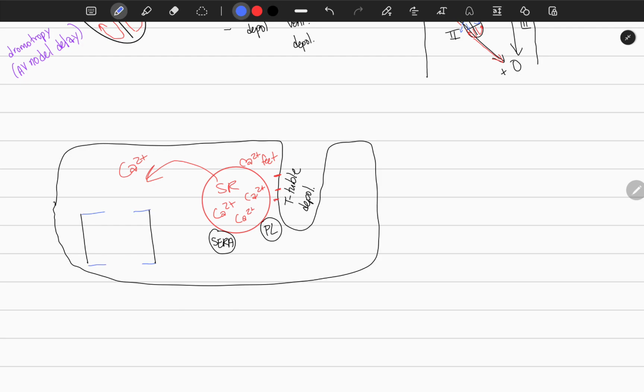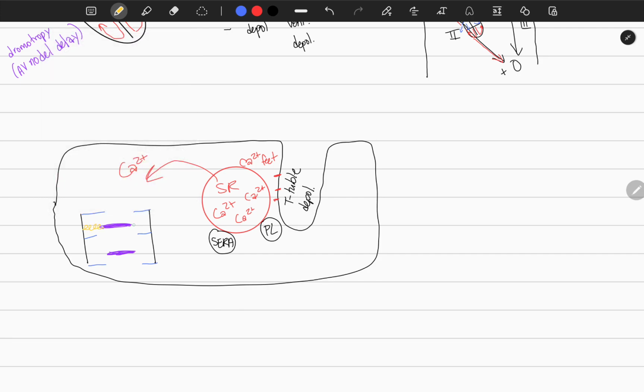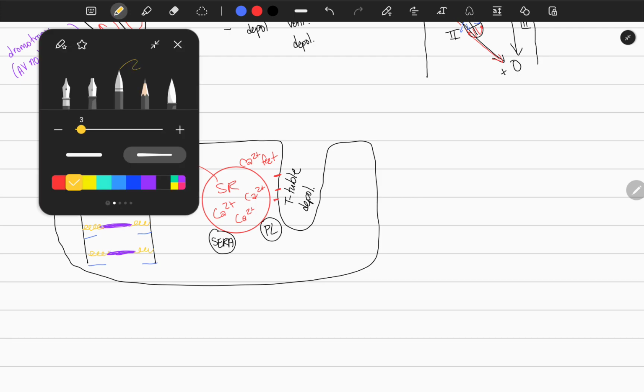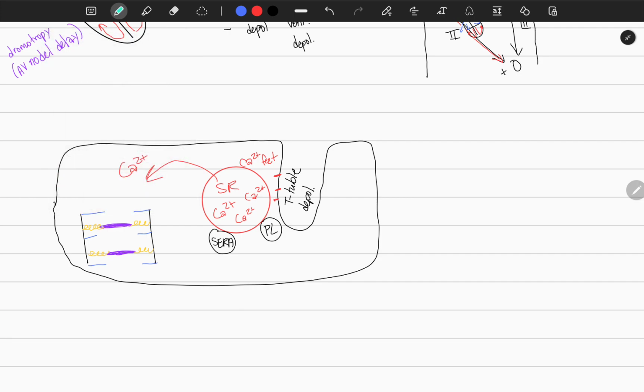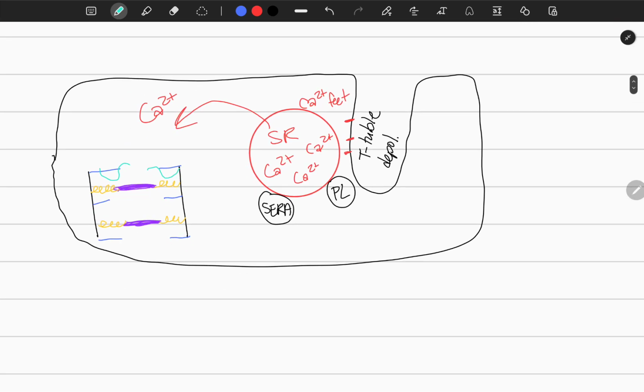So I just drew the Z-band. These blue ones are actin, and this purple one is myosin. Attached to myosin, to anchor myosin to these Z-bands, is titin. And on top of actin, we have tropomyosin. Well, we have troponin, which consists of 3 layers on top of the tropomyosin.